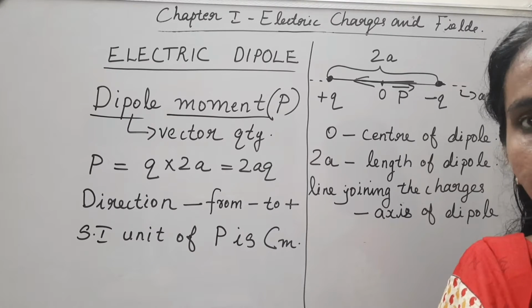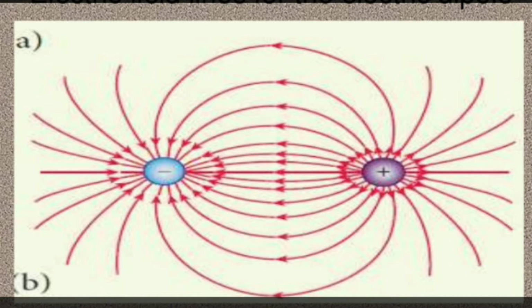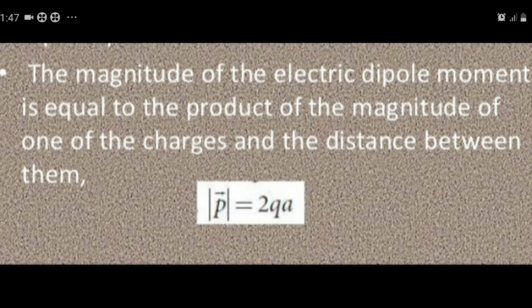So that electric field we are going to discuss. Before that, electric dipole means two equal and opposite charges separated by a small distance. This picture shows the field lines due to an electric dipole. An electric dipole is characterized by a physical quantity called dipole moment, and the magnitude of the electric dipole moment is equal to the product of the magnitude of one of the charges and the distance between them.